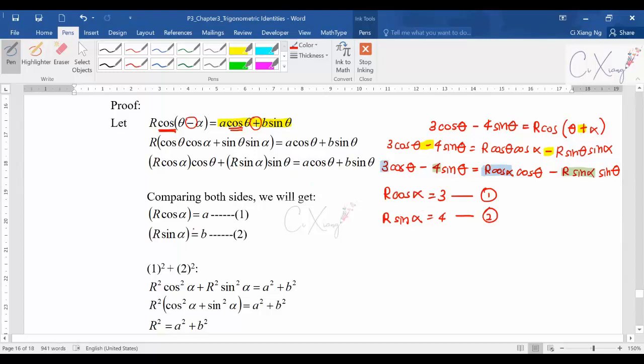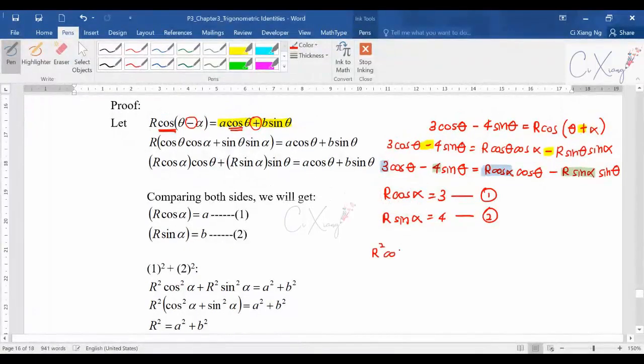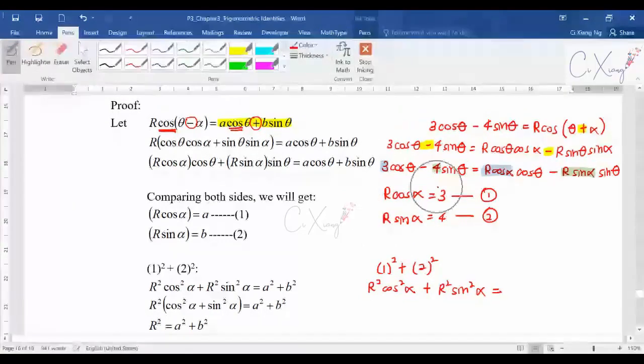When you have two equations like this, you can take equation number 1 squared, plus equation number 2 squared. Equation number 1, when you square it, you have r square cos square alpha. Okay, so I'm using 1 square plus 2 square. From here, the first equation squared gives r square cos square alpha, plus equation number 2, r square sine square alpha, equals the right hand side. The right hand side is 3 square plus 4 square.